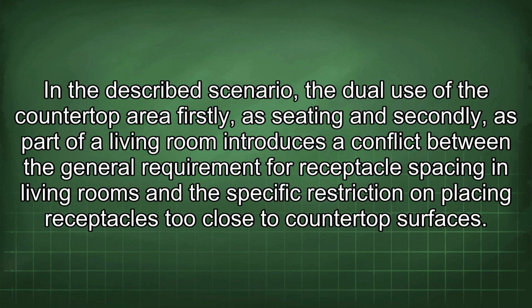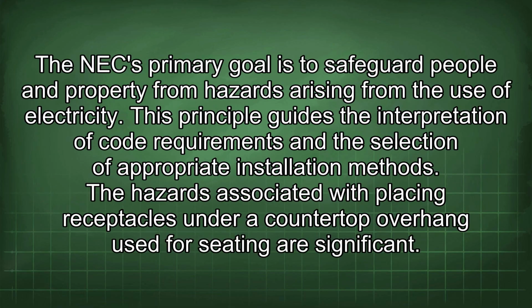In the described scenario, the dual use of the countertop area, firstly as seating and secondly as part of a living room, introduces a conflict between the general requirement for receptacle spacing in living rooms and the specific restriction on placing receptacles too close to countertop surfaces. The NEC's primary goal is to safeguard people and property from hazards arising from the use of electricity. This principle guides the interpretation of code requirements and the selection of appropriate installation methods.